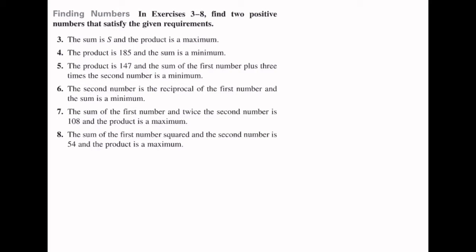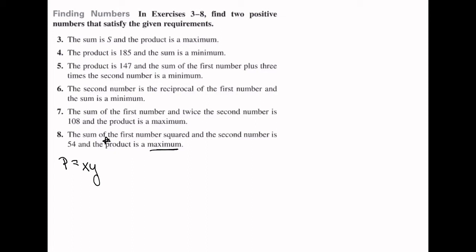All right, so we are going to now look at number 8. The sum of the first number squared and the second number is 54, and the product is a maximum. All right, the product is a maximum. This time, let me start out by writing the product of two numbers. So this is what we're going to eventually want to find the derivative of, because that's what we're trying to find the maximum for. So that's our equation that's being optimized.